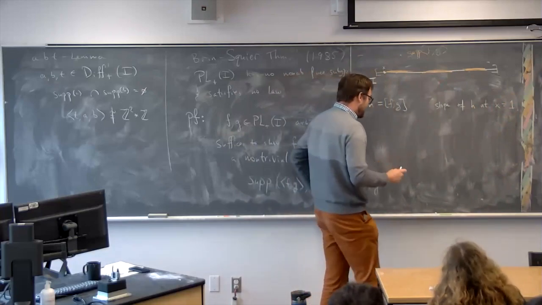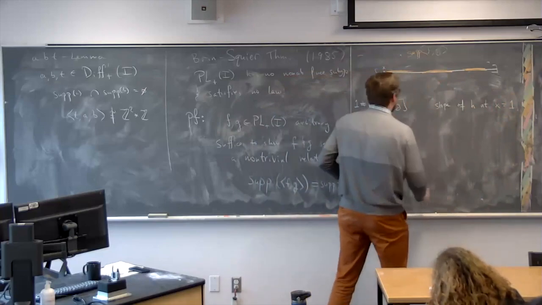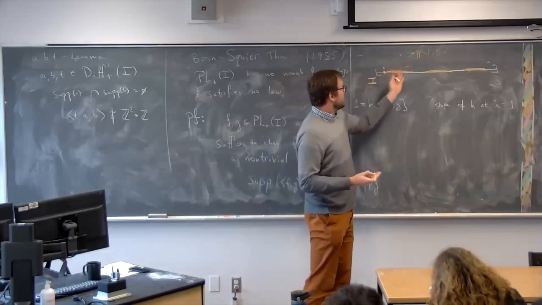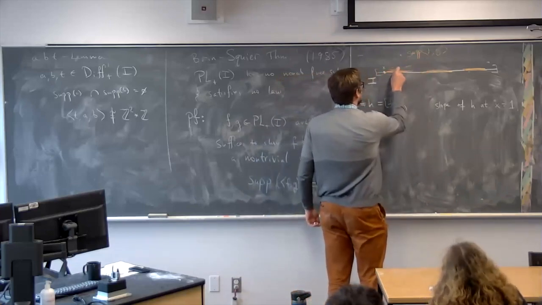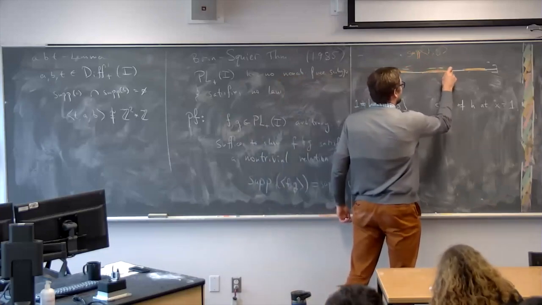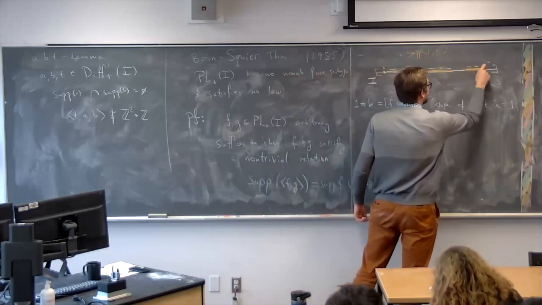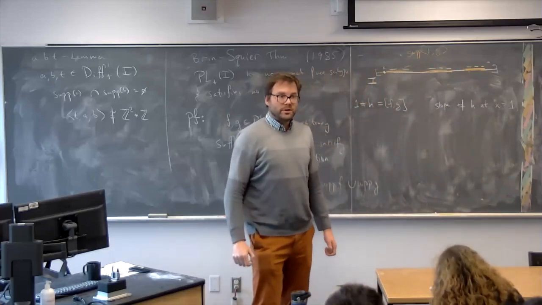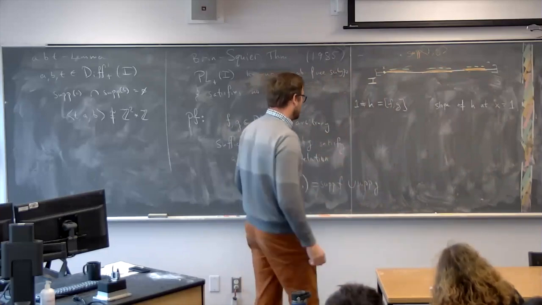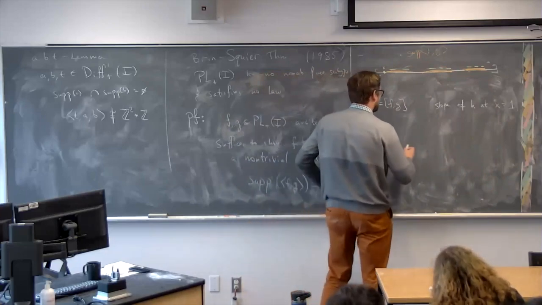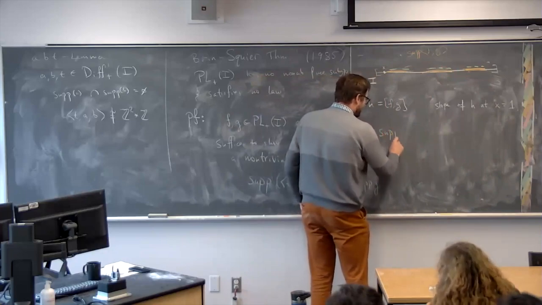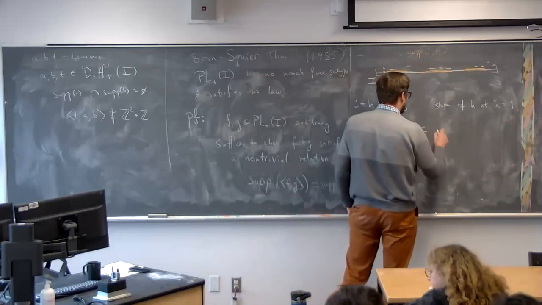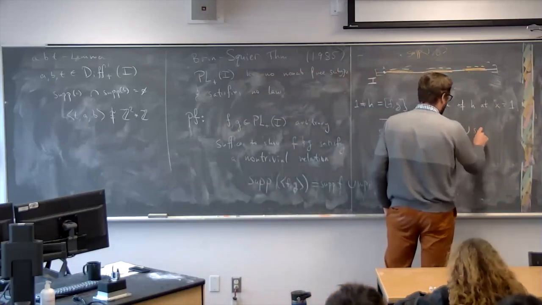So what does that mean? H may have many more components in its support than three, as I've drawn it here. But the point is that no endpoint of a component of the support of H coincides with an endpoint of a component of the support of the whole group. So in particular, I take the support of H and I take its closure. This is contained inside of the support of F union the support of G.